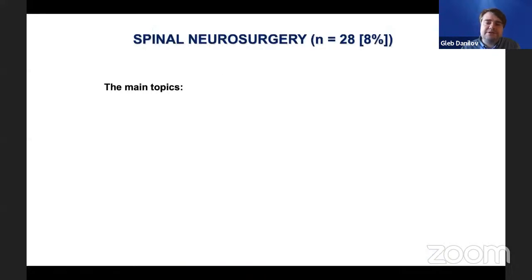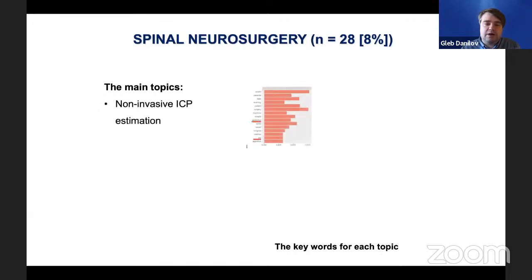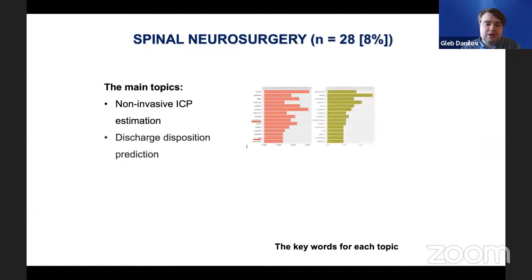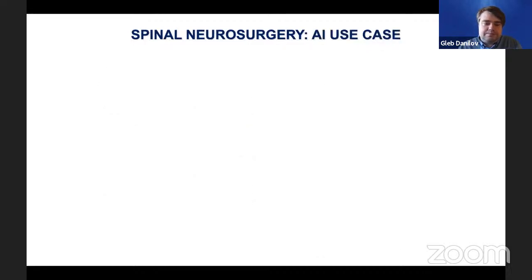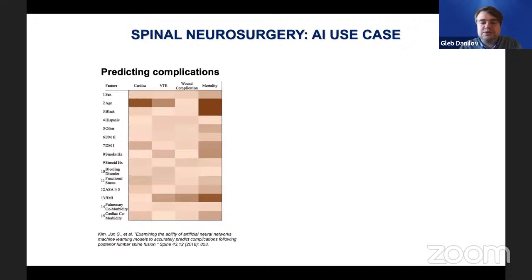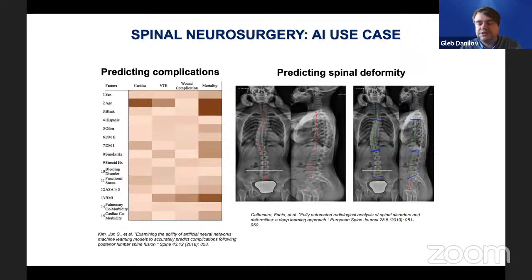We identified the 5 main tasks for using artificial intelligence in spinal surgery. They are non-invasive ICP estimation, discharge disposition prediction, gait classification, which is very special for spinal neurosurgery, and complications prediction, which is quite obvious. For instance, a big set of clinical features was used to predict post-operative complications in spinal surgery. And of course, image analysis was also utilized, for instance, to detect spinal deformities on images.